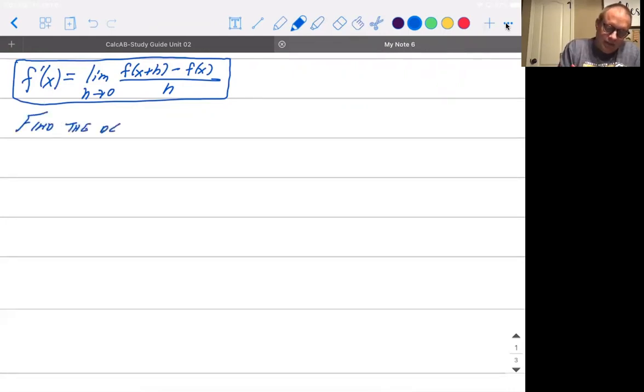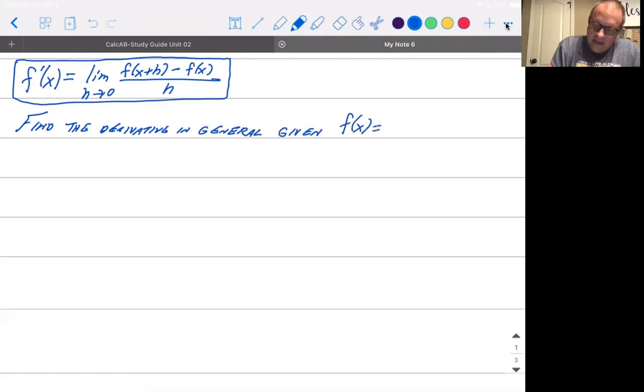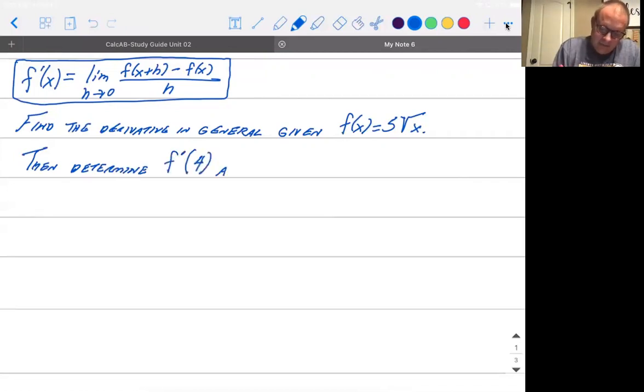Find the derivative in general given f of x equals 5 square root of x. Then determine f prime of 4 and f prime of negative 1.